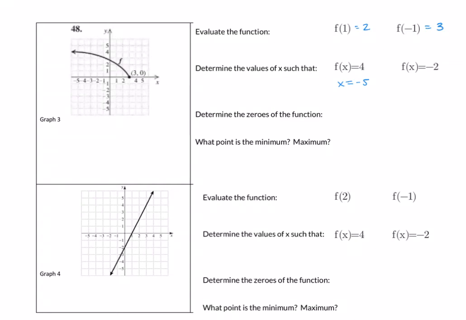For f of x equals negative 2, we're going to go 2 down on our y-axis. Notice the graph never actually comes down this way, so what do we say? We say no solution.